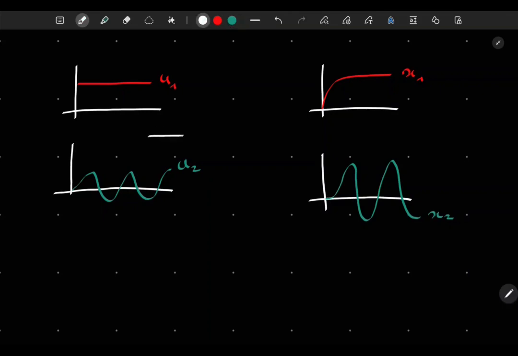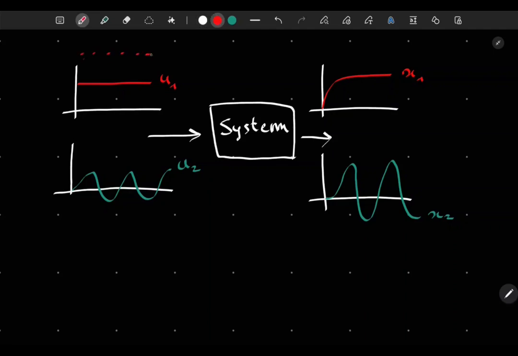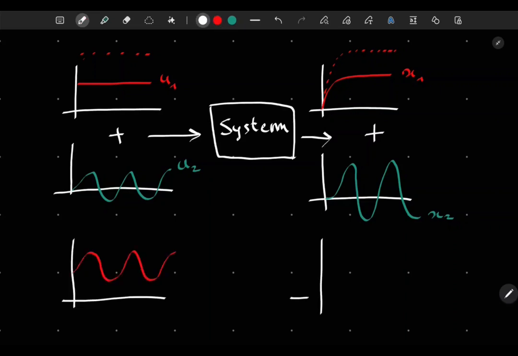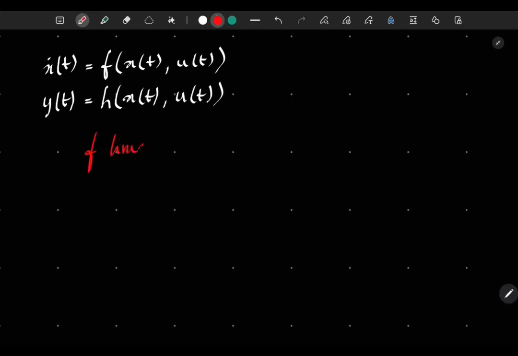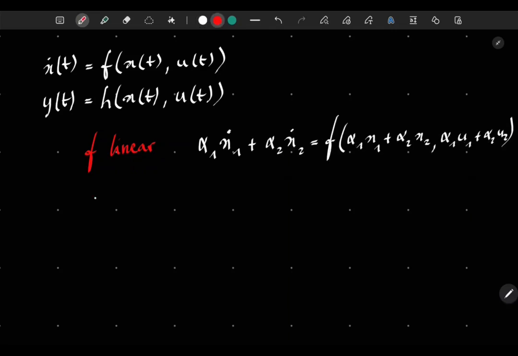Then if we feed the signals to our system, we can either scale each of them. So if we have double this constant, for example, we will get double this signal. Or we can combine them so that the sum of the inputs will give us the sum of the states. In terms of the implicit representation of the system, we have, again, x dot equals. And again, if we combine the inputs, we obtain a combined version of both the states and the outputs. Note that here we drop the dependency on time for brevity.